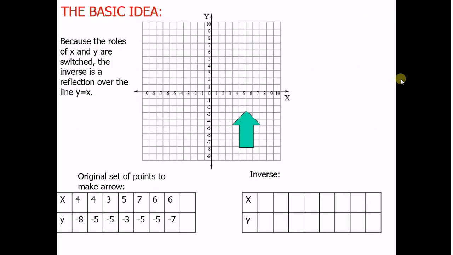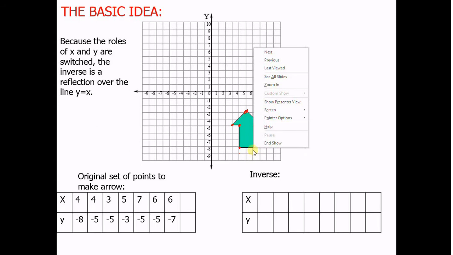Here's the basic idea, and you don't need to write any of this down. Just kind of watch this. So here's this original set of arrows. So I have 4, -8, 4, -8. If you notice, as I plot my points here, these actually are going to make this arrow here. 4, -5, 3, -5, 5, -3, that's the point of my arrow right there. 7, -5, it's about right there. 6, -5, and 6, -7, right?